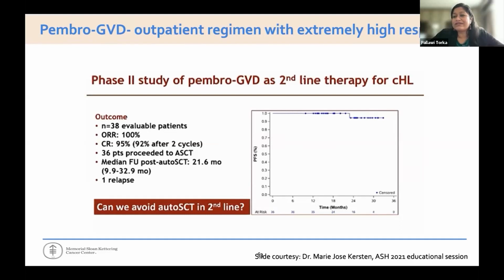Also, I don't think there's much difference between Pembro and Nivo. And Nivo is given every 2 weeks, but in the BV Nivo study, Nivo was given every 3 weeks. So you could technically give Nivo every 3 weeks and get away with similar results. But if somebody wants to do that study and publish data to inform everyone, that would be really amazing.